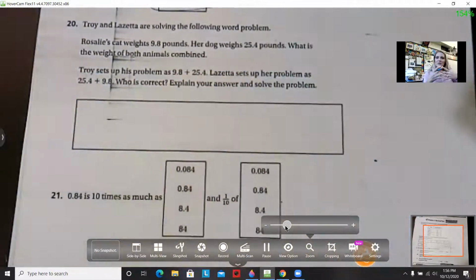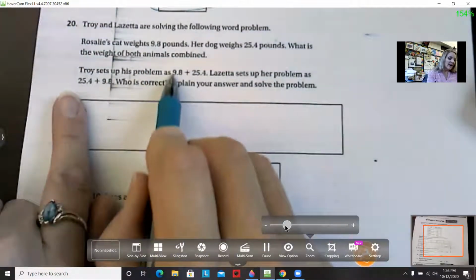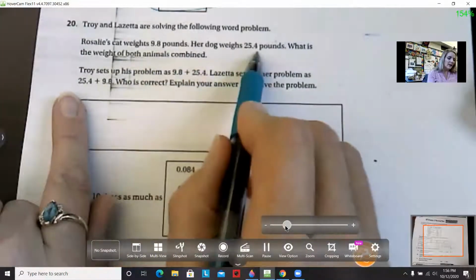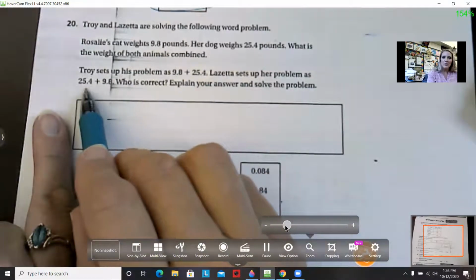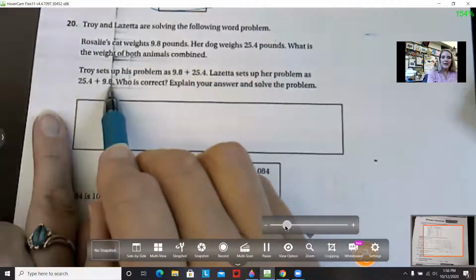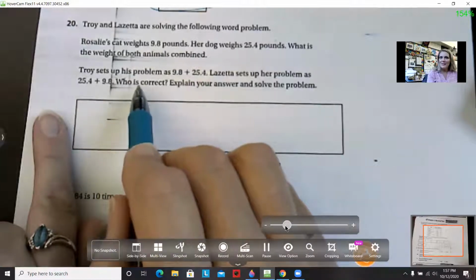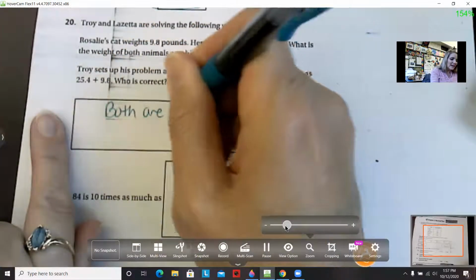So if I'm just adding two numbers, can't you just put those two numbers together? Troy sets up his problem as 9 8/10 plus 25 4/10. He put them in order how they are here. But Lizetta switched it around and put the 25 4/10 first before the 9 8/10. Who's correct? What do you say? Both are correct. Why?